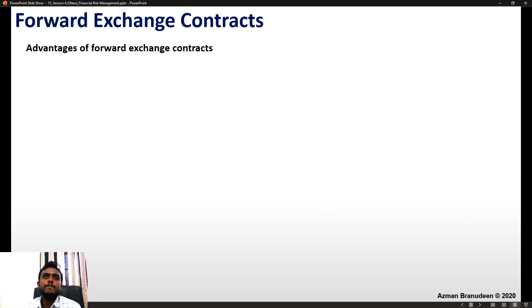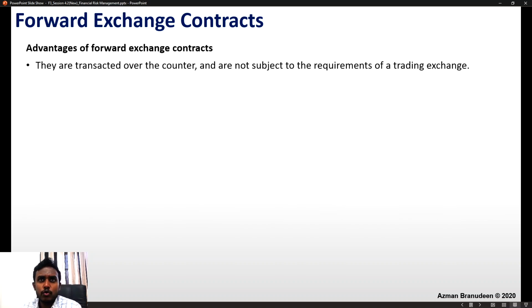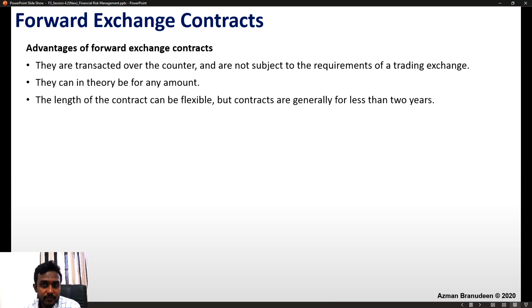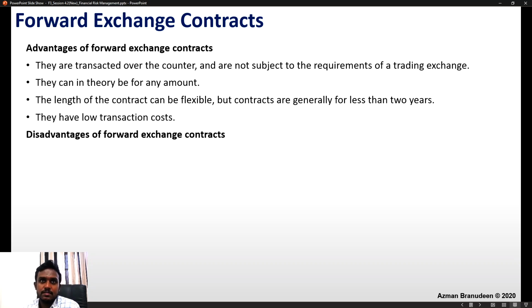Let's look at advantages. They're transacted over the counter and are not subject to the requirements of a trading exchange. So basically, just over the counter, you can get into a forward rate agreement with any person, provided all the prerequisites are fulfilled. OTC, over the counter. They can, in theory, be for any amount. The length of the contract can be flexible. Contracts are generally for less than 2 years. They have low transaction costs.